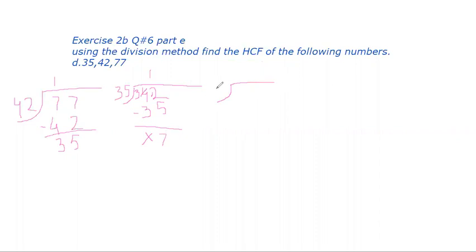7 is the remainder. In this step it will become the divisor, and our last divisor, that was 35, will become the dividend. 7 5 times gives us 35, and 35 minus 35 gives us 0. I have reached 0, so I need to stop here.